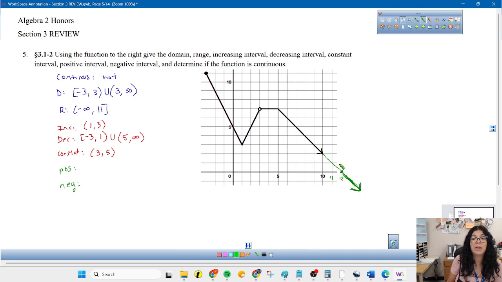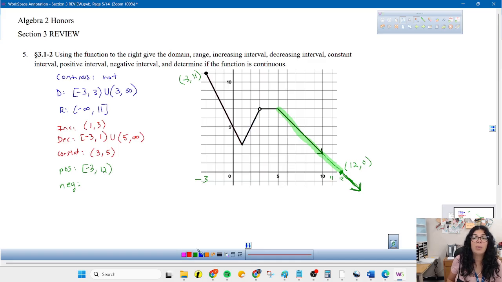So the positive part is only the part that would be above, which would stop at that 12. So the positive is from the smallest domain, which has the x value -3, till that x value of 12. And not including 12, because the point at 12 is (12, 0), and 0 is neither positive nor negative. It is neutral. We include the point at -3 because the y value there is positive 11. So the x value -3 has a positive y value, but the x value 12 does not have a positive y value. So that's why we include the -3, but we exclude the 12 for the positive interval.